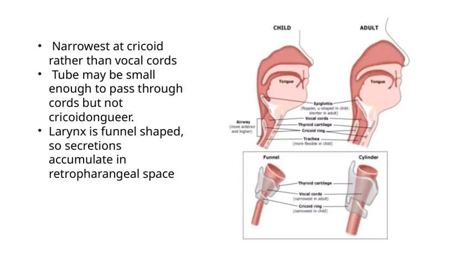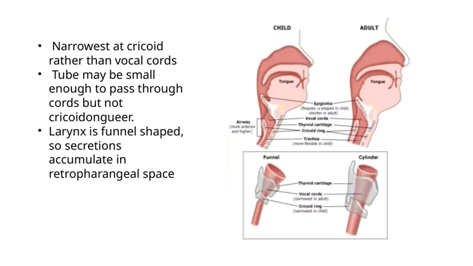The narrowest part of the airway is actually at the cricoid cartilage rather than the vocal cords. This means that even if a tube is small enough to pass through the vocal cords, it might still get stuck at the cricoid level. It's a crucial point to remember when selecting airway equipment.